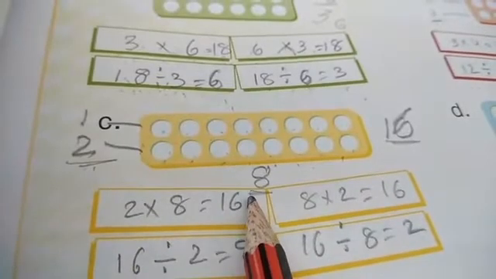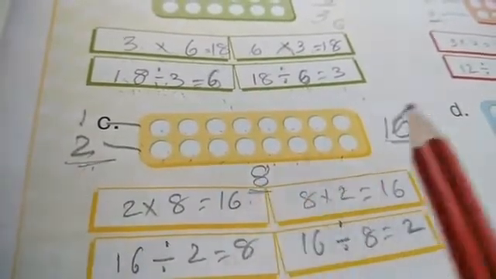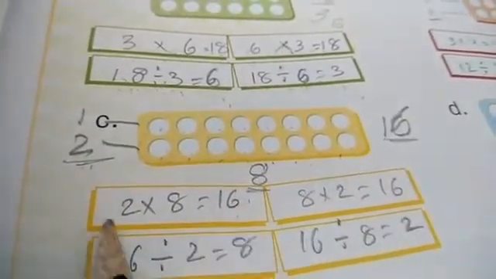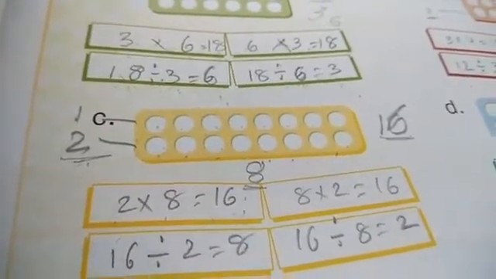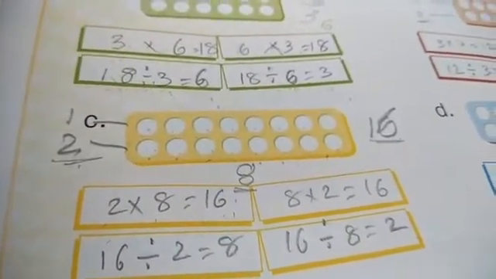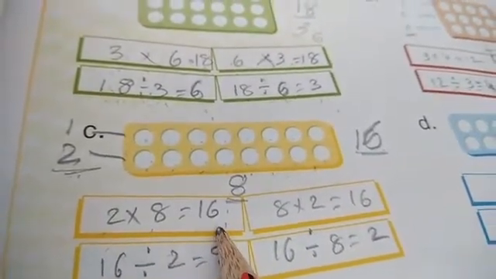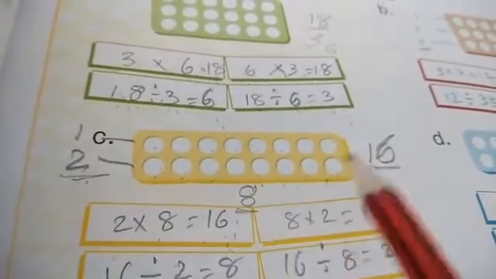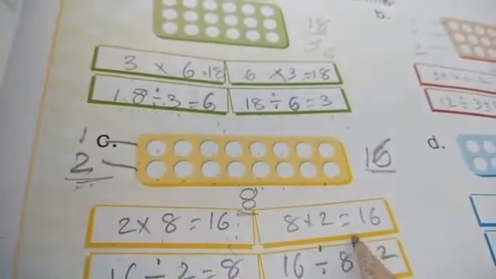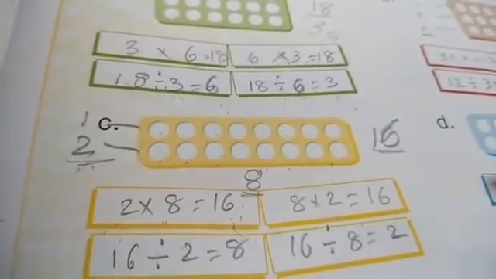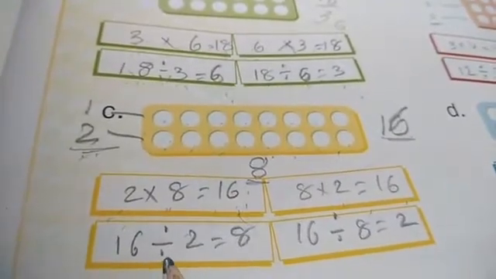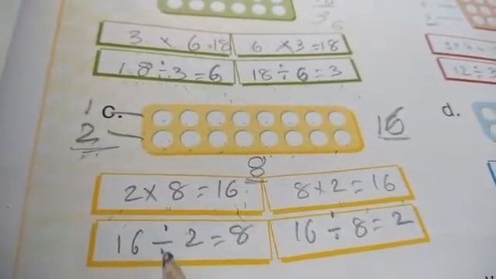2 8s are, tell me children, 2 8s are 16. Let's count. 2 1s are 2, 2 2s are 4, 2 3s are 6, like that. 2 8s are 16. Next, 8 2s are also 16. Now, we are going to write division fact.